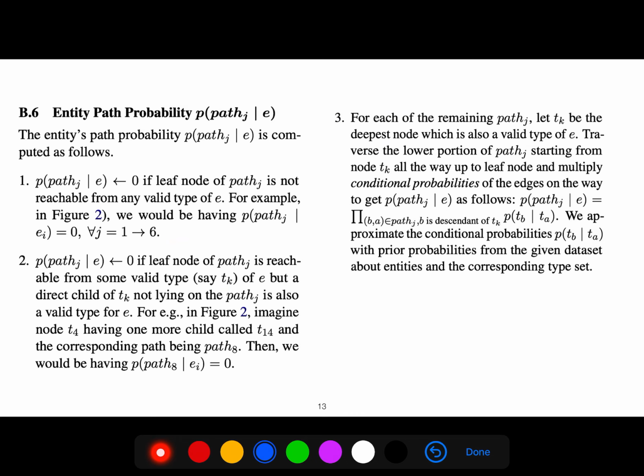So the entity path probability is computed like this: if it is a leaf node, it is not reachable from any valid type of E, and if it is a leaf node of path J, it is reachable from some valid type, but a direct child of T_k not lying on the path J is also a valid type for E.